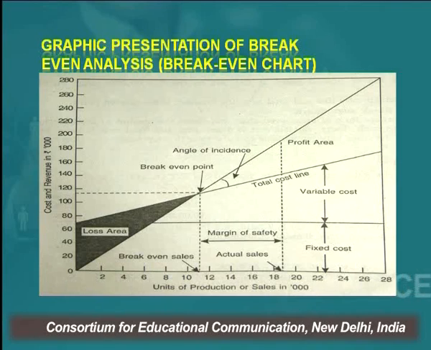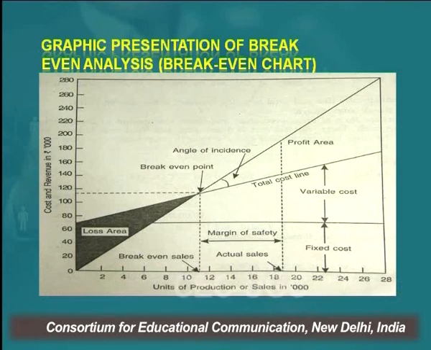This is the most vital point of the break-even analysis. And at any sales level below this 1,10,000 level, or below this 11,000 units level, your firm is making losses.